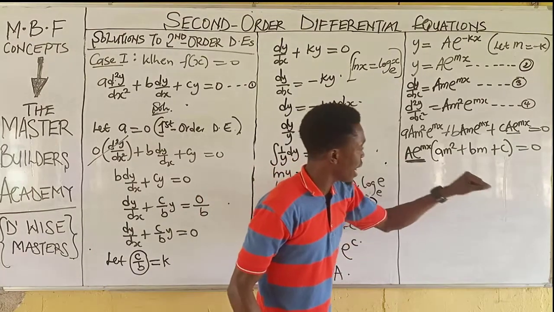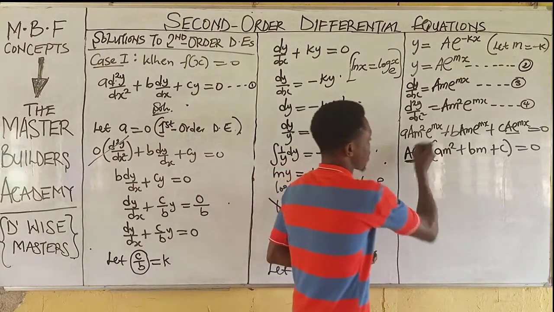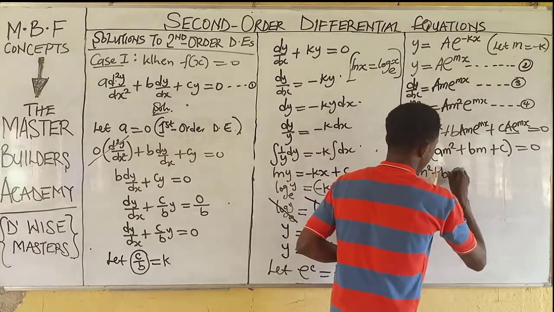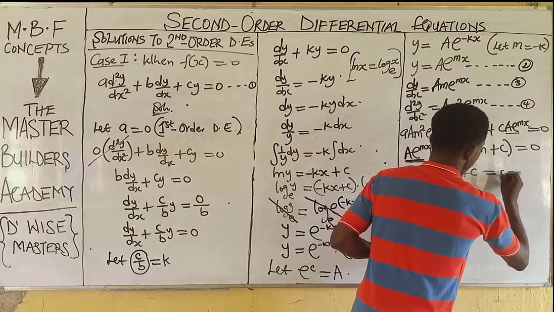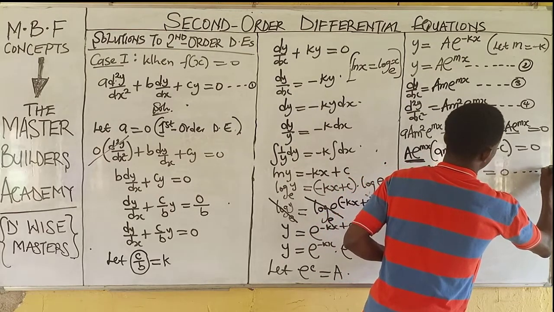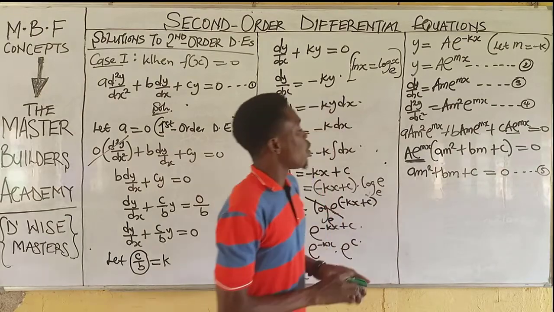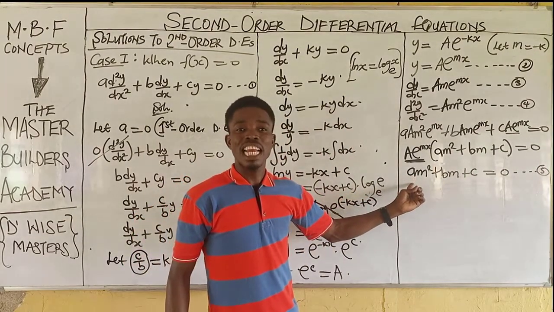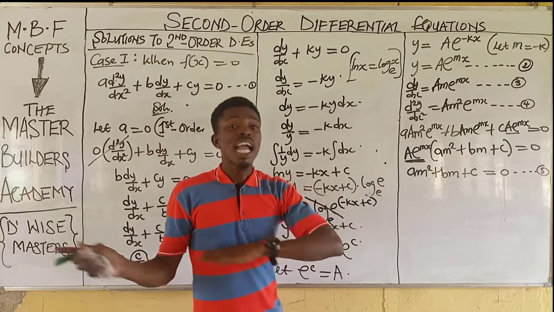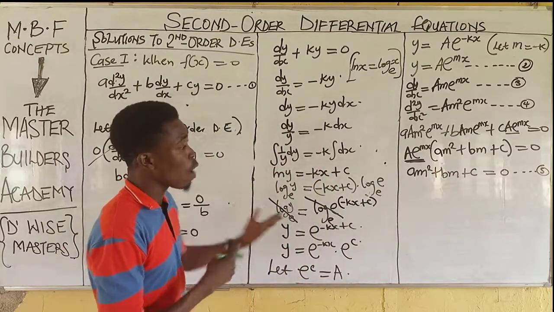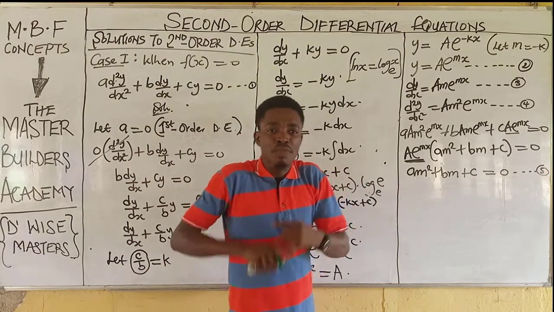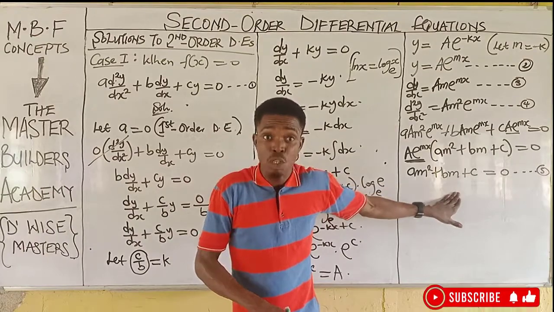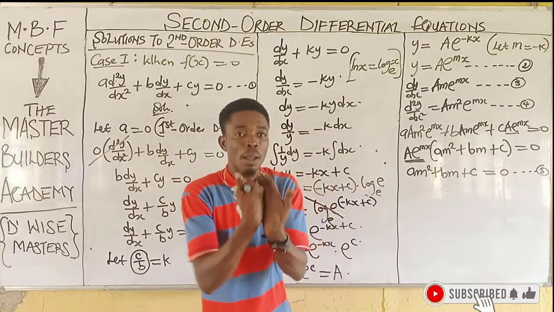When we divide both sides by a e^(mx), this will have cancelled. Therefore, we have this equation to be am squared plus bm plus c is equal to 0. This is equation 5. Alright? So now we have successfully deduced the auxiliary equation from the given equation. Any problem you are given, you don't need to go through this. All we need to do now is to apply this. But in this video now, our interest is to show how this equation comes about. And that's what you have seen now. You have been able to deduce that by yourself.